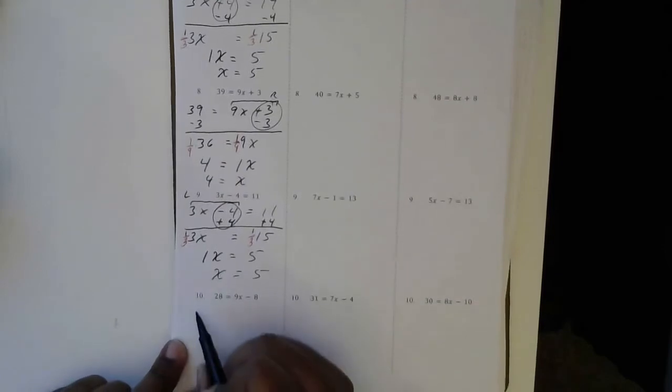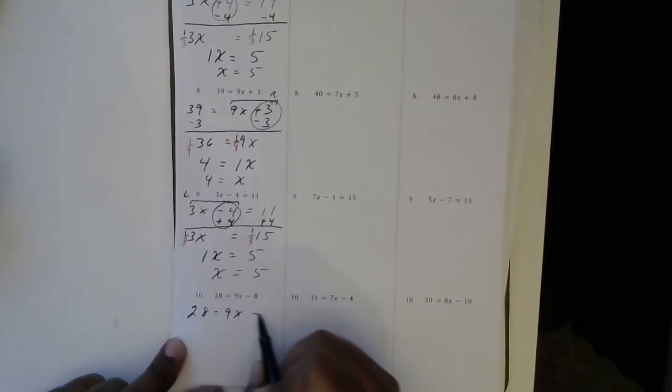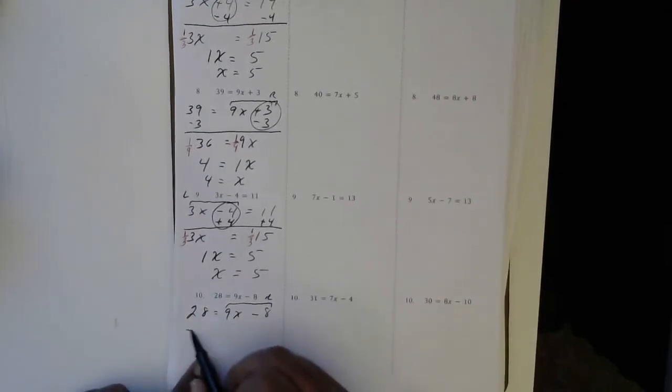Okay. Next, number 10. We have 28 equals 9x minus 8. This is a right side problem, so we'll be removing the negative 8 and the multiplying 9. First, we start by removing the negative 8, or the subtracting 8, with an adding 8. And what we do to one side, the right side, we'll do to the left side.